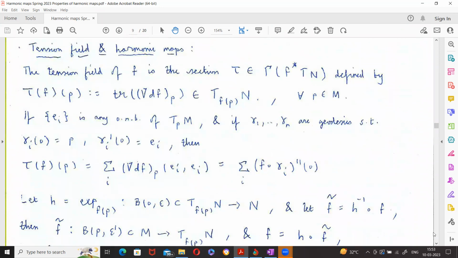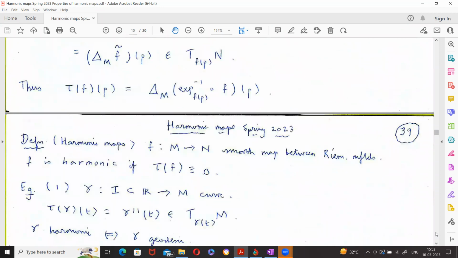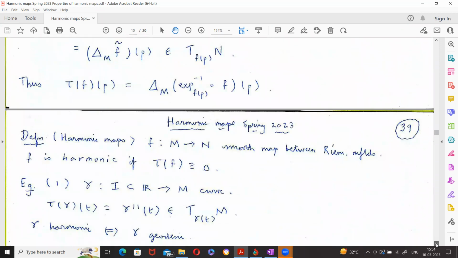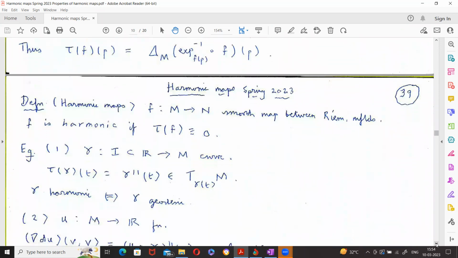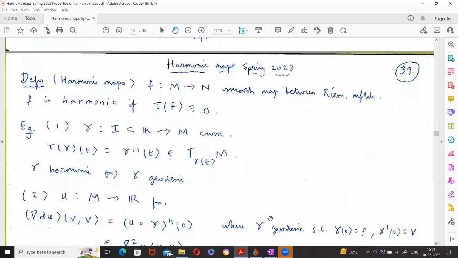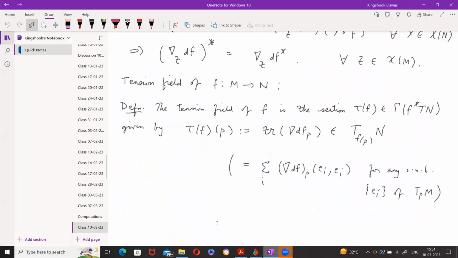I just have a question. Yes. What is the Laplacian of a map? Is it some sort of a trace again? No. So I did mention that. Actually, what happens is, see, okay, fine. So I have, let's say, a small ball in M.